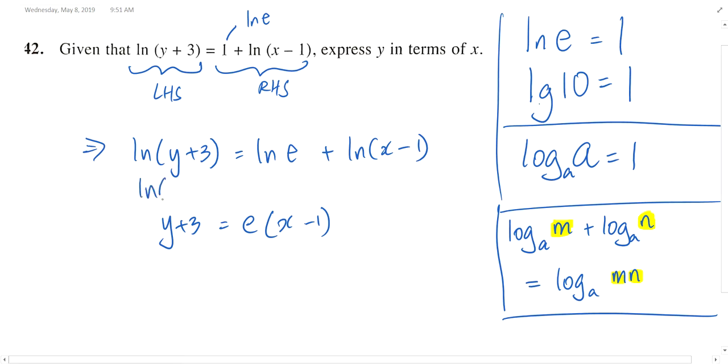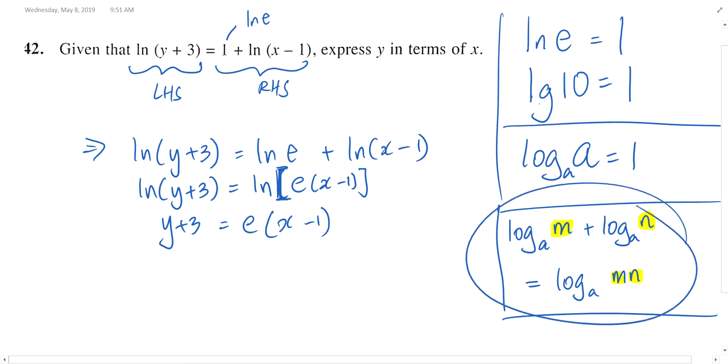So this is still ln y plus 3 equals to ln. Now, what do we multiply? e times x minus 1. Okay, this is the application of this law over here. Now, are you all okay? Damira, okay? Once I have ln something equals to ln something, then obviously the two things must be the same, right? So that's why he has y plus 3 equals to e times x minus 1.